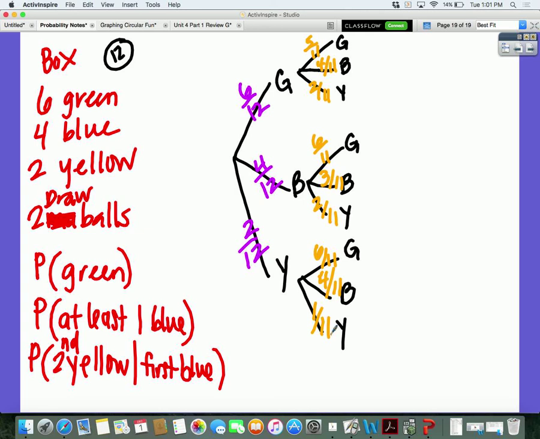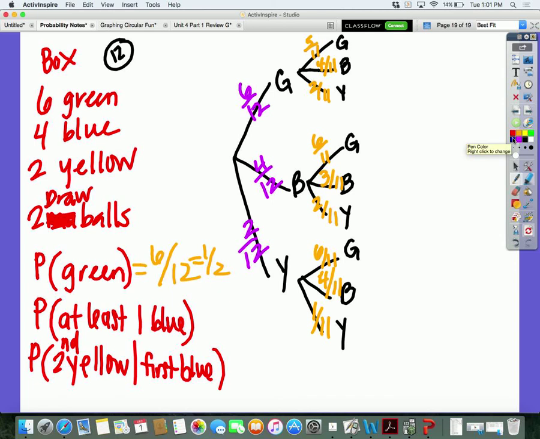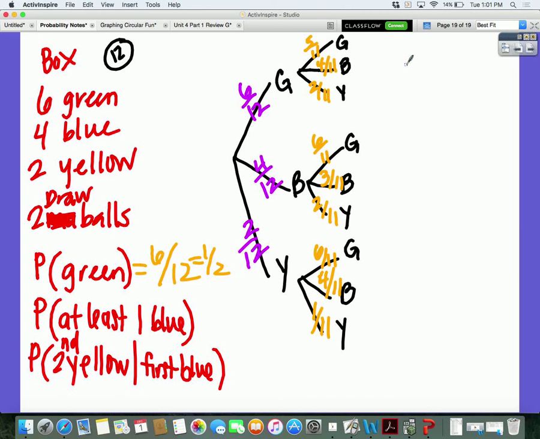So what's the probability of me getting a green ball? It's 1/2. I got 6 balls total that are green out of 12. So that's 1/2. What's the probability I get at least one blue? At least one blue for my drawings. Those would be what situations? GB, BB, YB, BY, BG. Those would be the 5 probabilities that you have to add to figure out at least one blue.